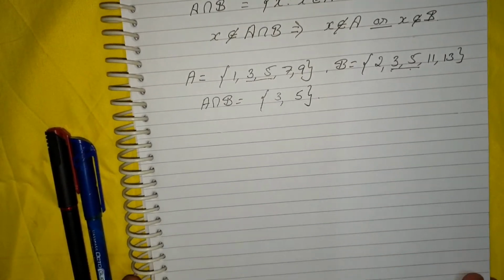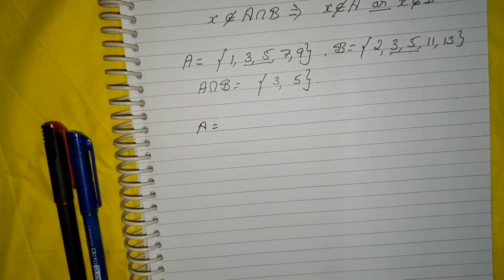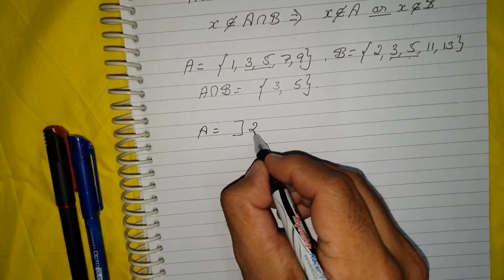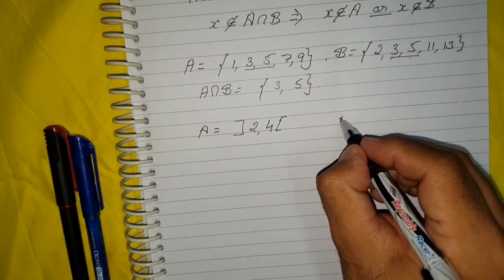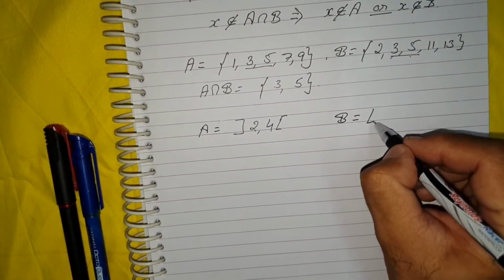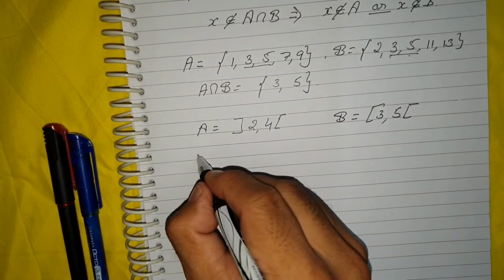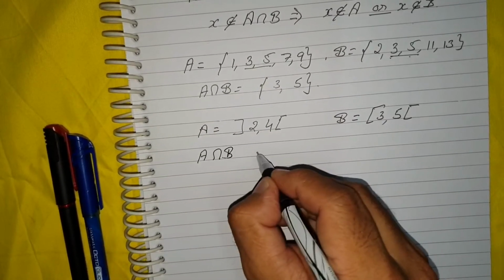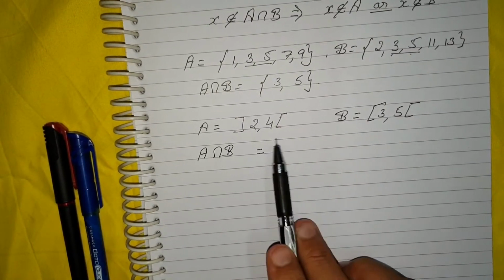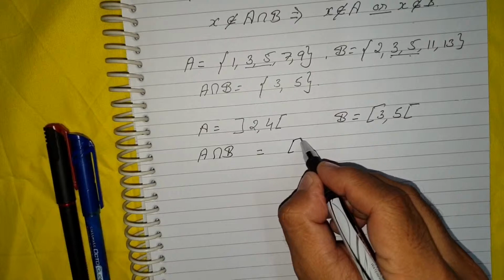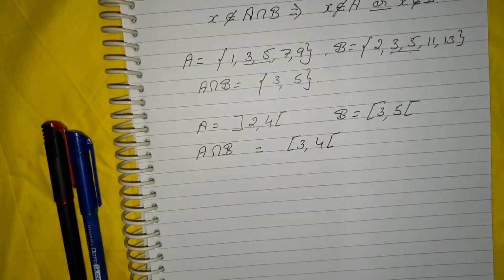Now let's take a slightly different example. If you remember the open interval and the closed interval, take A as (2, 4) and B as (3, 5). Now what is A intersection B? As you can see, 3 to 4 will be the intersection. So A intersection B is (3, 4). This is the intersection.